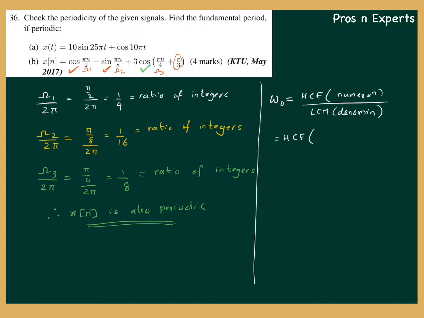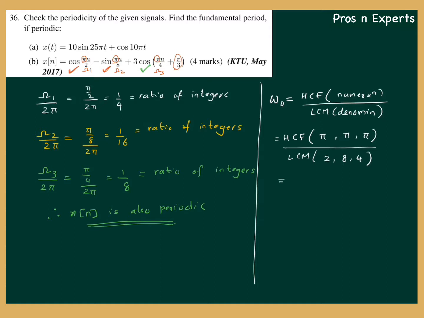HCF of numerators. What are the numerators? Pi, again pi, then pi. Okay, the numerator in the first term is pi, the second term is pi, the third term is also pi, and divided by the LCM of denominators. What are the denominators? Denominators are 2 in the first term, 8 in the second term, and 4 in the third term. So the denominators are 2, 8, and 4.